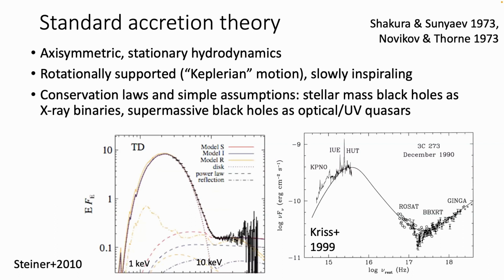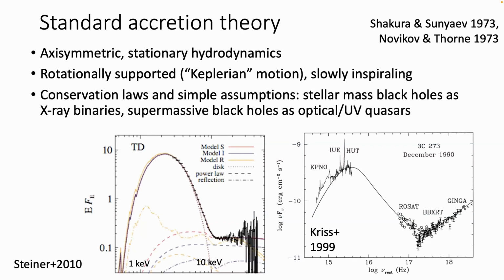And the standard accretion theory in this way is this axisymmetric stationary set of hydrodynamics equations. And this describes a situation where the gas is assumed to usually be rotationally supported, in what we call Keplerian motion, test particle orbits around its central mass, and only slowly inspiraling with what's usually assumed to be some constant flux of mass. So things are marching inwards, but slowly over time, and mostly hung up in rotation.